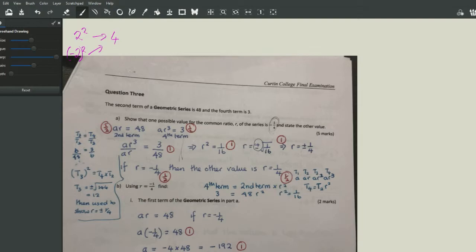We're ready to start with this one. We have 2 bits of information in the question, and we'll write equations for both of them. So we can see this is a geometric series.